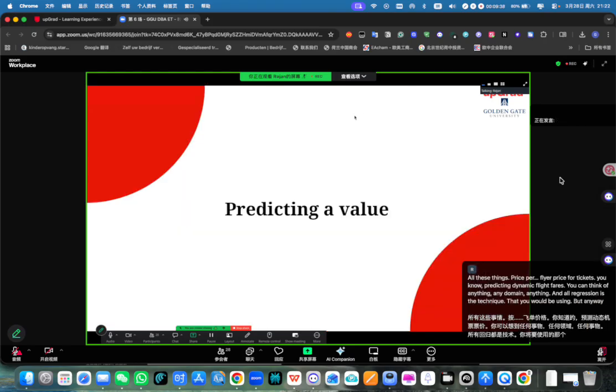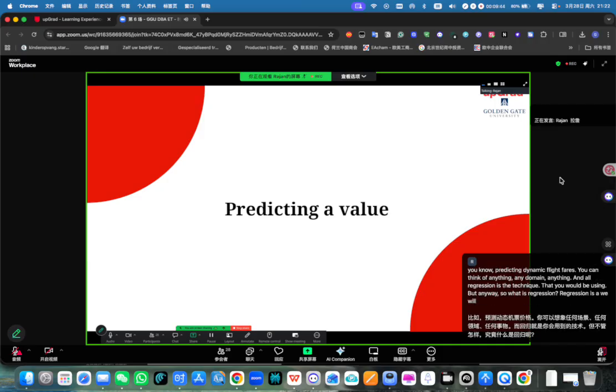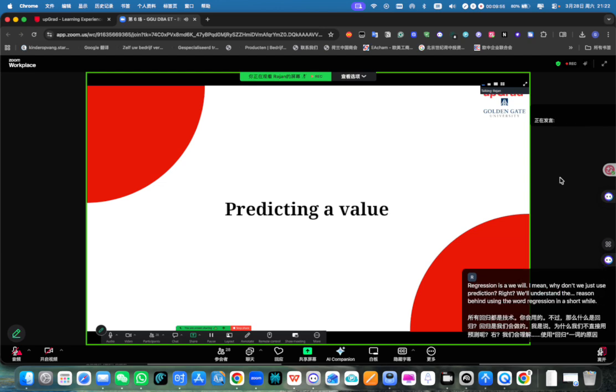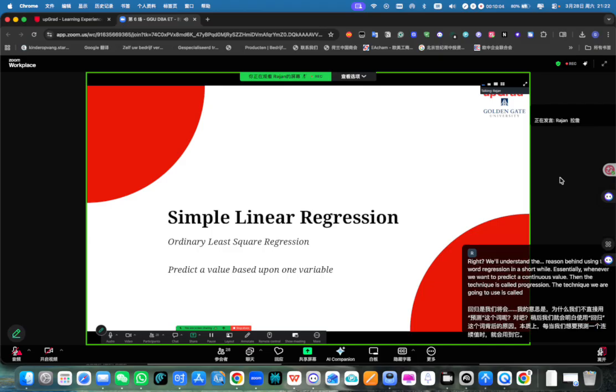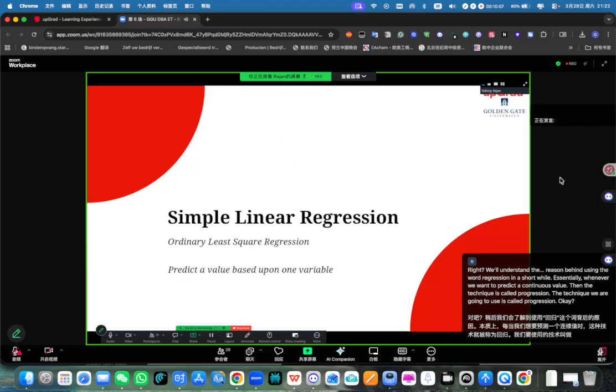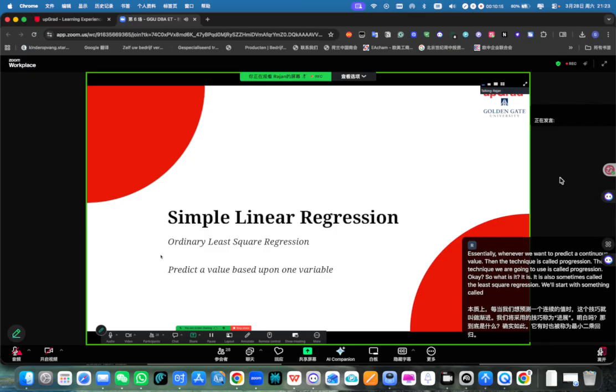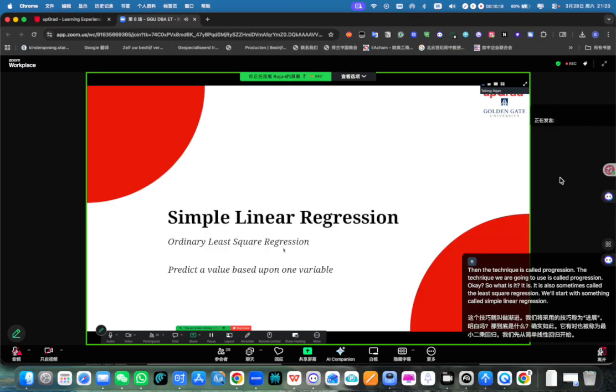But anyway, what is regression? Why don't we just use the word prediction? We'll understand the reason behind using the word regression in a short while. Essentially, whenever we want to predict a continuous value, the technique we are going to use is called regression. It is also sometimes called least square regression. We'll start with something called simple linear regression, or also called ordinary least square regression.